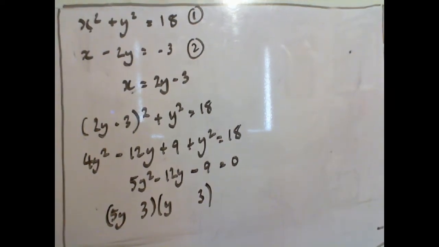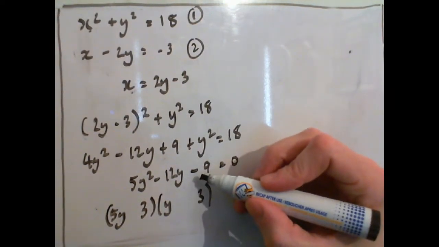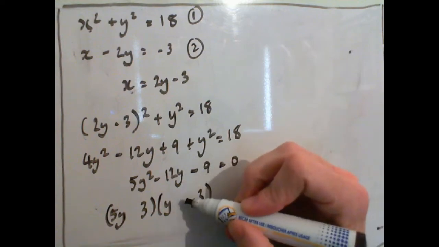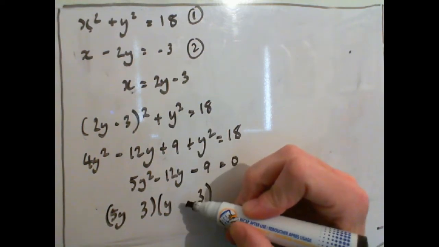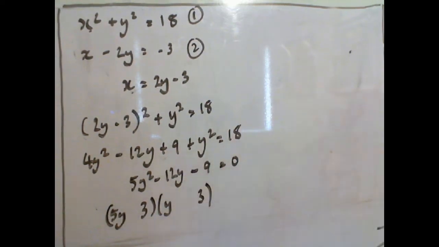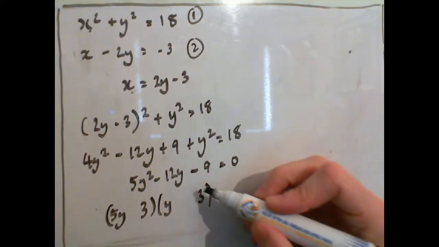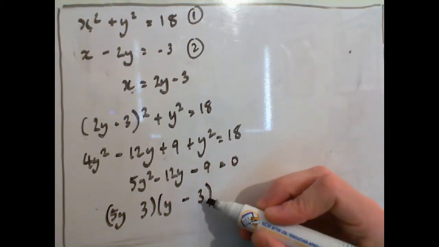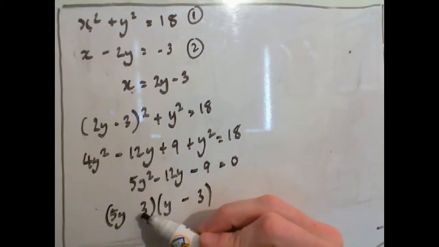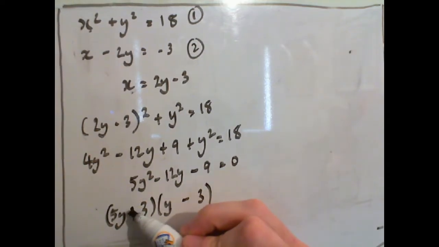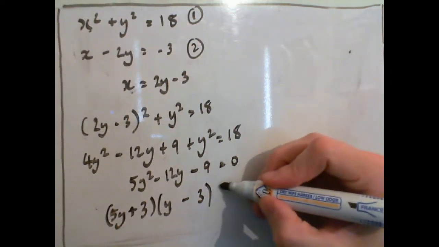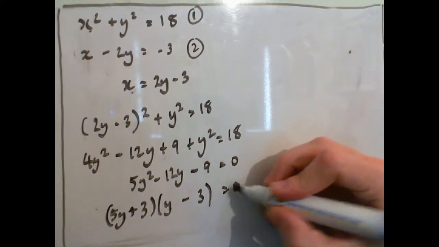So when I've got 3 and 3, I then think about the signs. I can only make minus 9 by having a positive and a negative, but I've also got to consider the difference. So if I think back and I go 5y multiplied by negative 3, that's going to give me minus 15, add the 3y, y times its 3 over here, and that's going to be positive. So now I can solve for y.